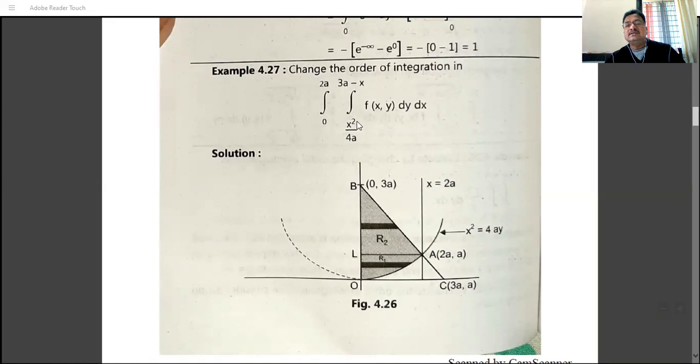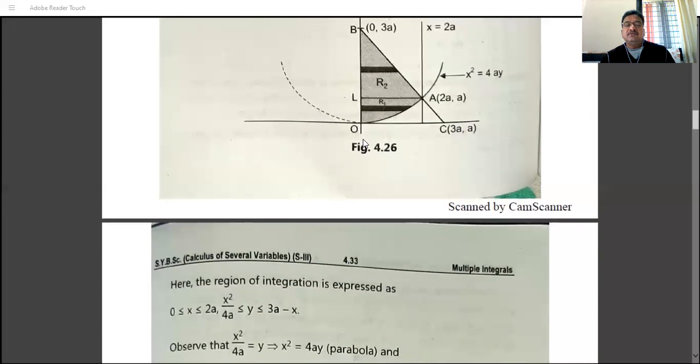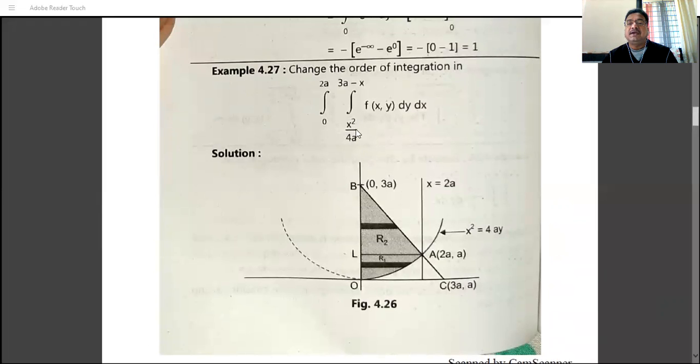So y is equal to x square by 4a, which means x square is equal to 4ay. And this is the equation of a parabola. x square is equal to 4ay is the equation of a parabola around the y-axis, since x square is there. Therefore, it is around the y-axis. And so this is the graph of x square is equal to 4ay.